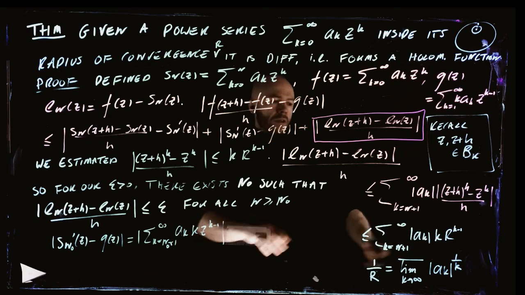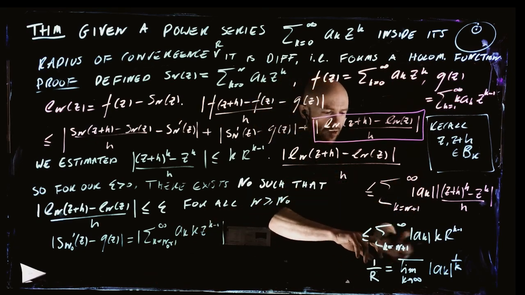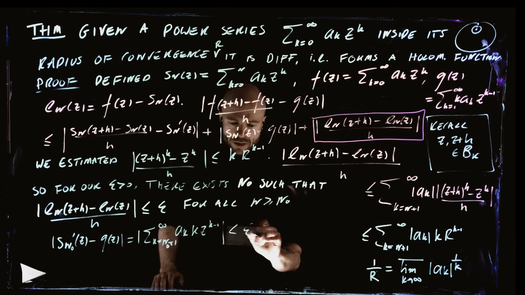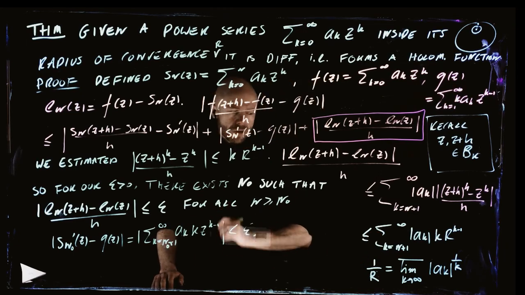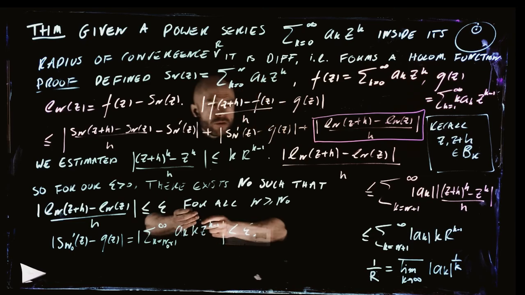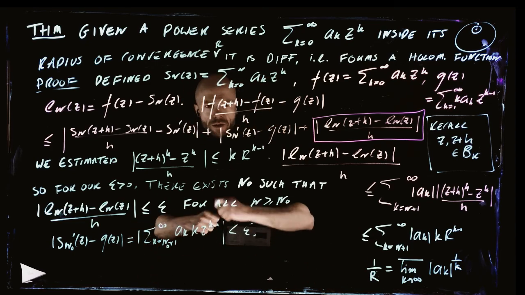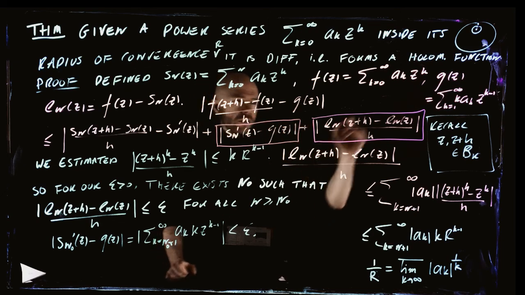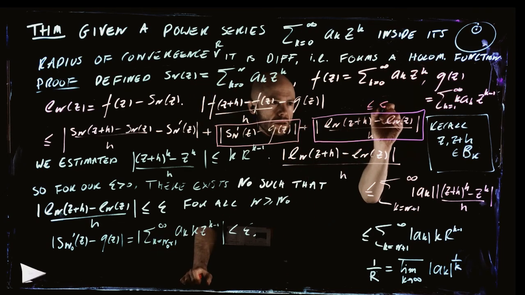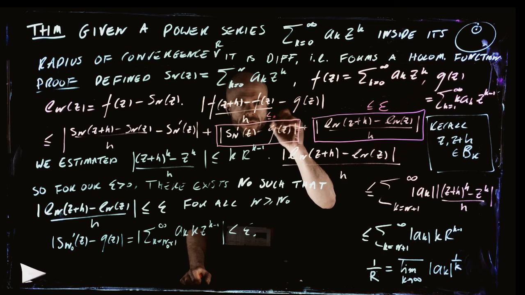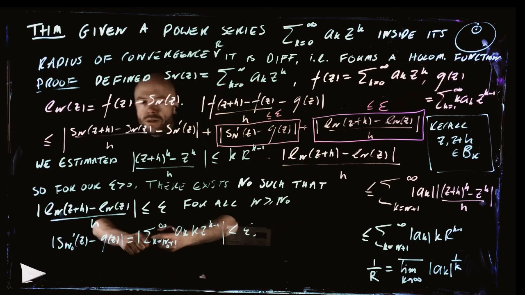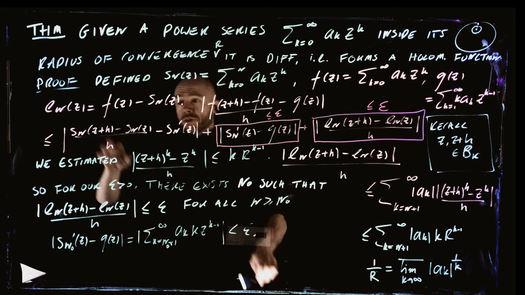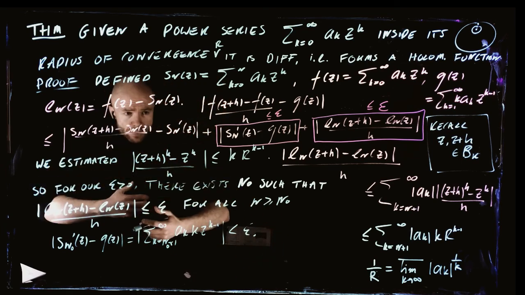We've chosen N0 such that this stuff is less than epsilon. So this is also less than epsilon. Yeah? Cool. So we've controlled two of our terms. This thing is less than epsilon. This thing is less than epsilon. And our final thing to control is this thing. And again, we've chosen N0. N0 is chosen. It's fixed.